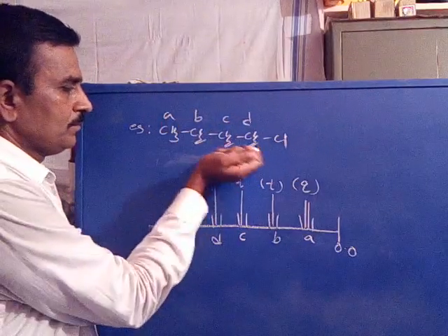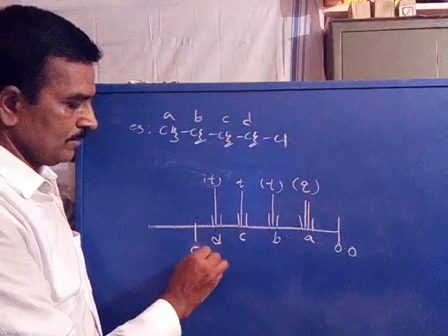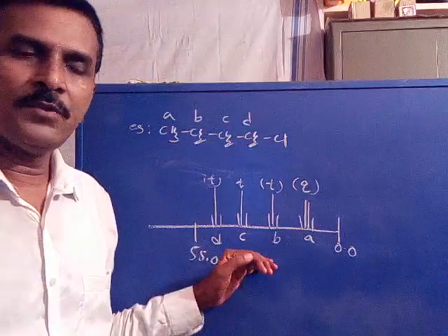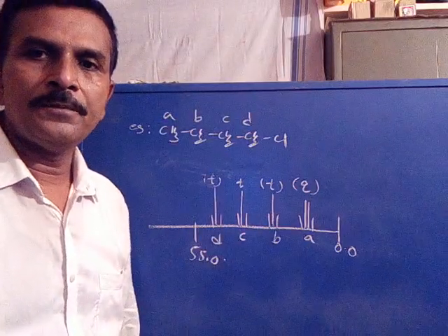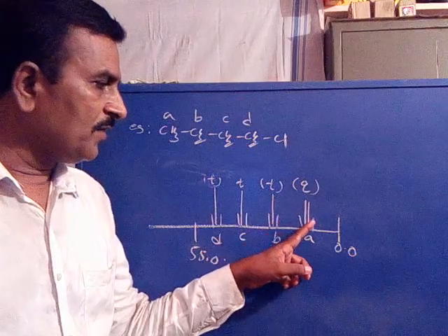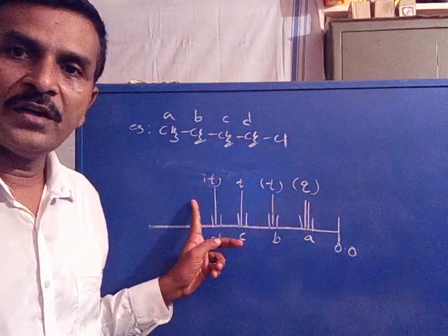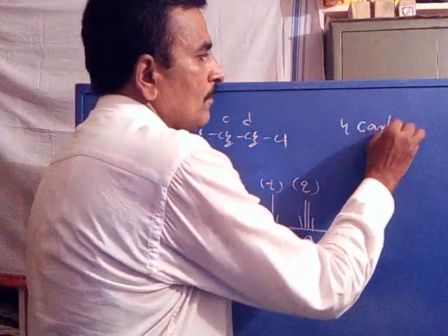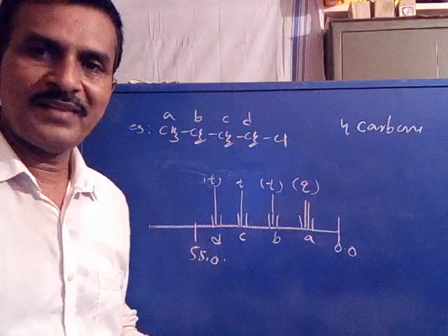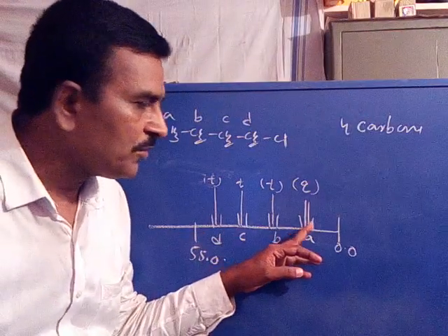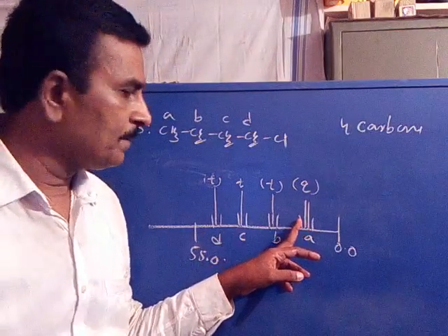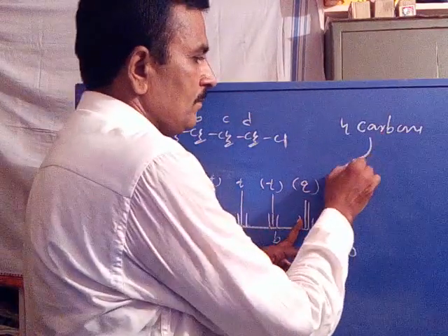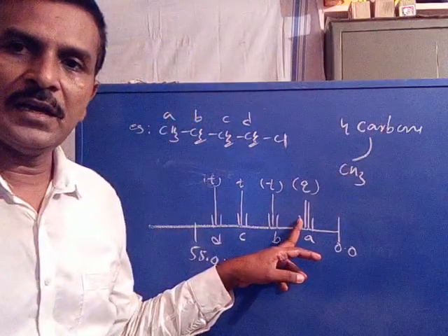Now, you can see this is the C13 NMR spectrum of 1-butyl chloride, 1-chlorobutane. 1 signal, 2 signal, 3 signal, 4 signals, indicating 4 carbons. 4 carbons are present. Now, the first carbon signal has multiplicity of a quartet. What does it indicate? It is a CH3 carbon.